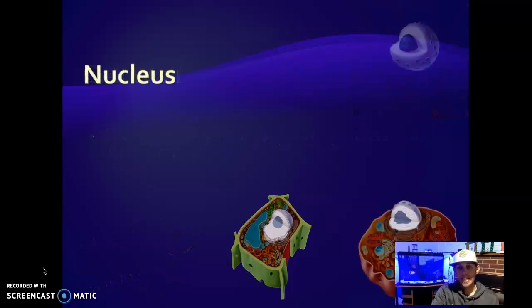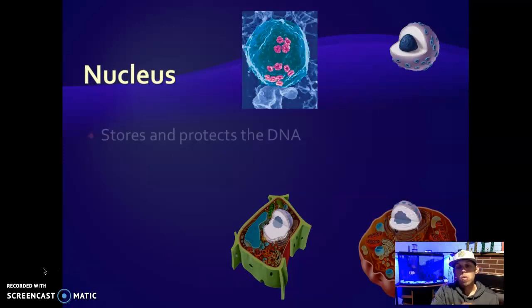Next up, a nucleus. We find the nucleus in both eukaryotic cells, so both the plant and the animal, but we do not find it in the prokaryotic cell. The nucleus stores and protects the DNA. If you were in session 1, you remember how important DNA is, or from the regular year, hopefully you remember how important DNA is, so this organelle is set up just to protect the DNA.